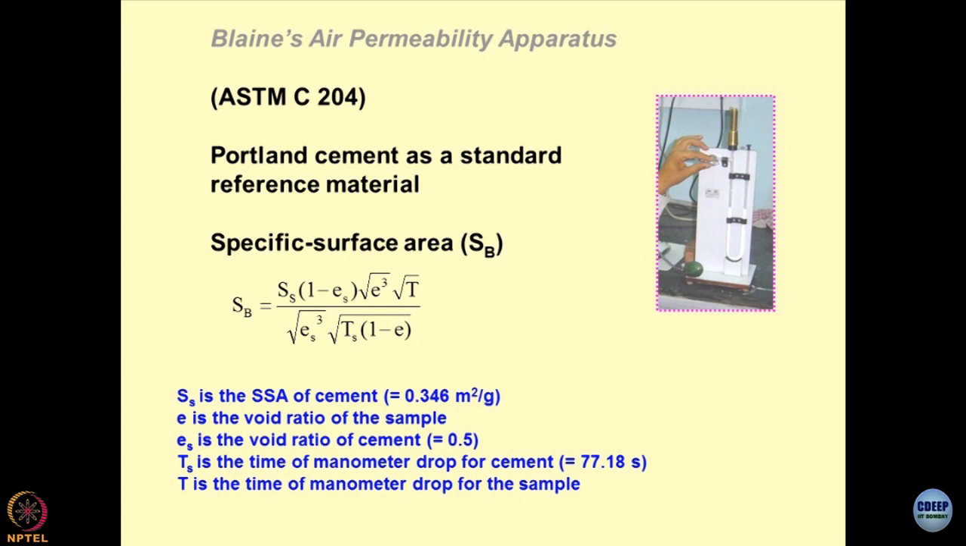So if I create a sample at a given void ratio, and ES is the void ratio of the specific material which is being used as a standard material. ES is the standard material, which is normally cement, PPC or OPC. T is the time which is taken by manometer to drop when the sample is used, and TS is the time taken by the standard sample to drop certain amount of air through it. Specific surface area of cement is known. Again, the question is how would you get it? So you can use different techniques to find it out. The void ratio of the sample can be obtained, and void ratio of the cement is known, and manometric drop for the cement is known, and hence you can compute the specific surface area.